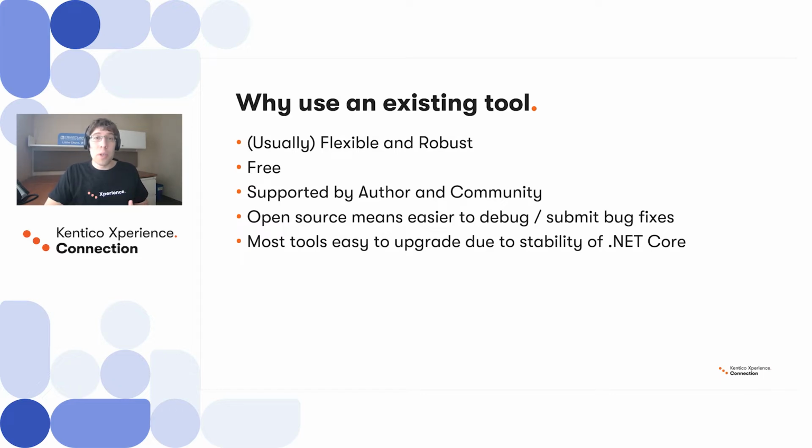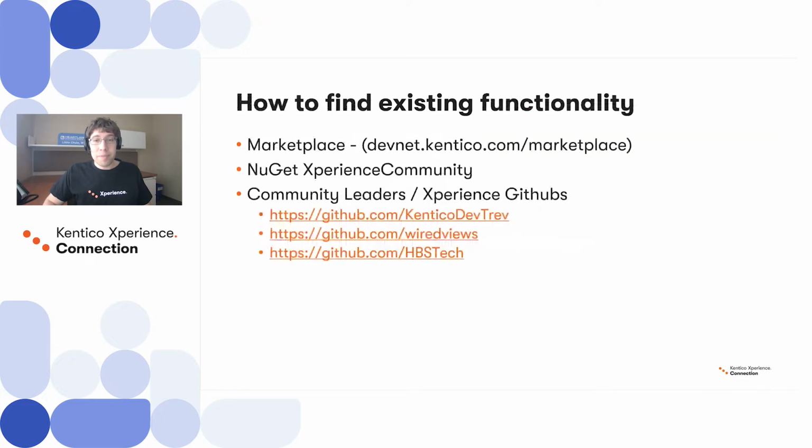Plus, since .NET Core itself is the majority of what's being used in these tools, and only the Kentico API is really the hooks for Kentico, it means that upgrading to the next version, if the author doesn't upgrade it, you can just pull it down and upgrade it yourself, which is usually just updating an API reference, if that. So using existing tools makes a lot of sense. Plus, there's a lot of cool things that our community members have done.